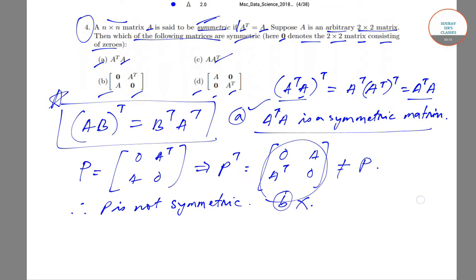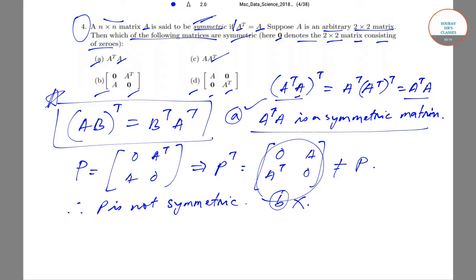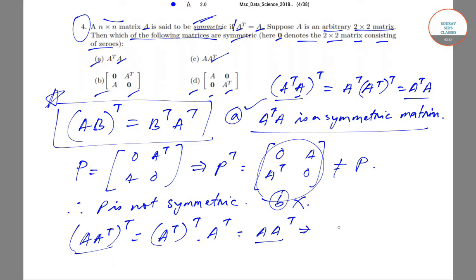Okay, now let's proceed to option C. Option C is A into A transpose. If we find the transpose of this matrix, it is given by the transpose of A transpose into A transpose. Now the transpose of A transpose is A, so we get A into A transpose. As you can see, we get the same matrix again. That implies this matrix is symmetric, and option C is a correct option.